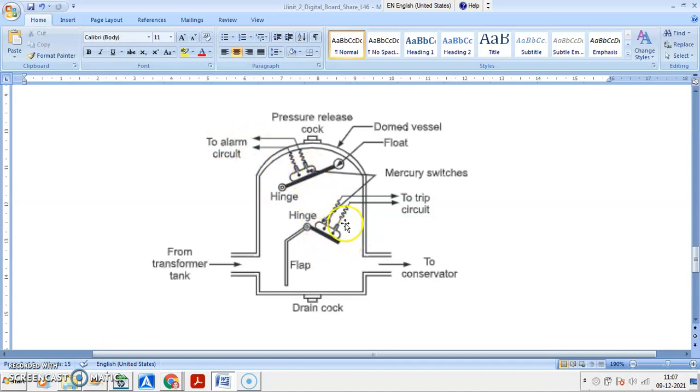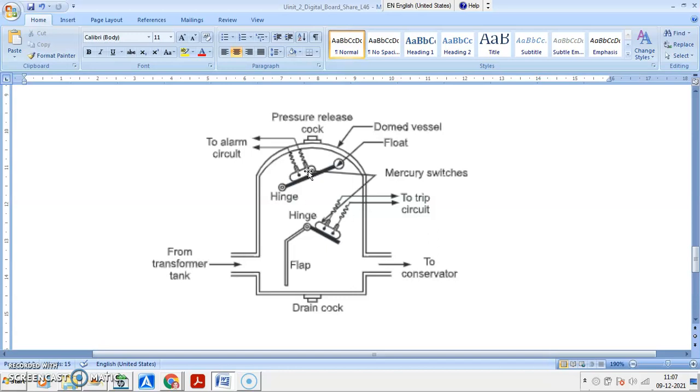So NO becomes NC and the trip circuit will get closed. This type of construction is provided so that during normal operating condition, the mercury position inside this switch is such that it will not bridge the gap between the contacts, but when there is an abnormal condition and the switch gets tilted, it bridges the gap and makes the connections.